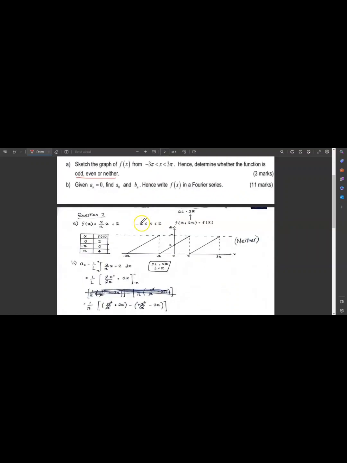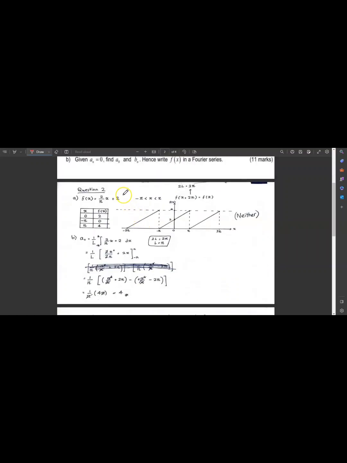It is given that f(x) is equal to 2 over pi times x plus 2 for x equal to negative pi to x equal to pi, and f(x + 2 pi) is equal to f(x). Question A asks you to sketch the graph of f(x) from x equal to negative pi to x equal to pi. And it also asks you to determine whether the graph is odd, even, or neither.